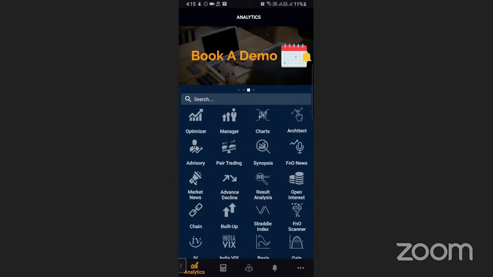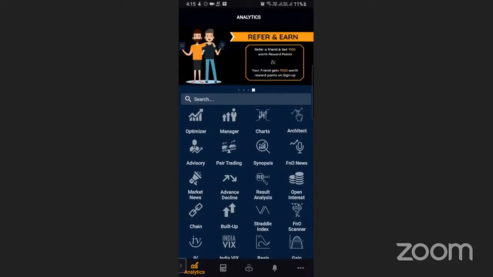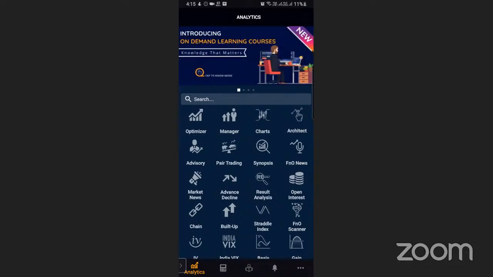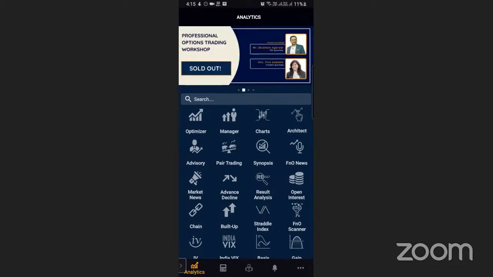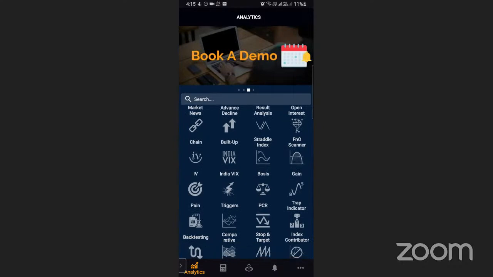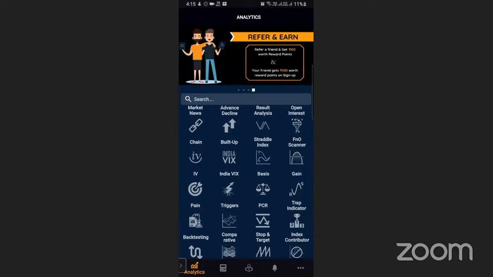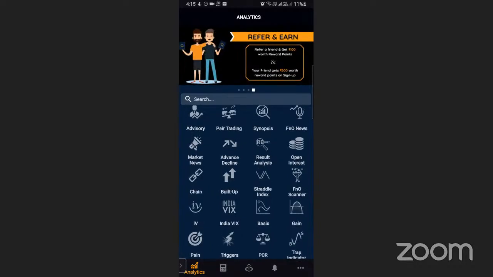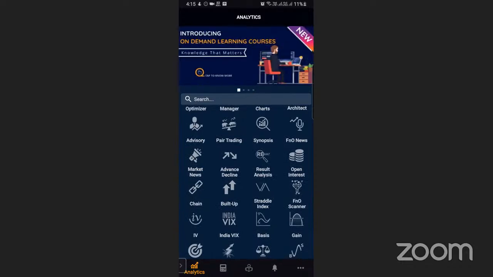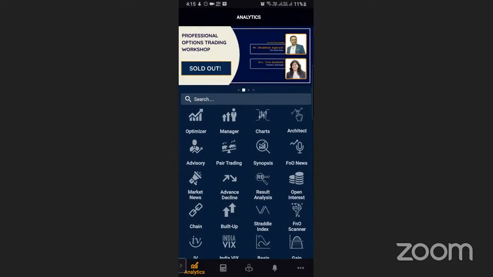So we won't be able to take the optimizer tool today, and I'm very sorry for the inconvenience that we are not able to take the optimizer. But apart from that, we have a lot of tools. We have around 48 tools altogether, so we're going to take some of them. We will take our second tool, that is the index contributor, and apart from that we're going to see triggers and chain what-if. So these are the three tools we're going to take, and I'm really sorry that we won't be able to take the optimizer today.